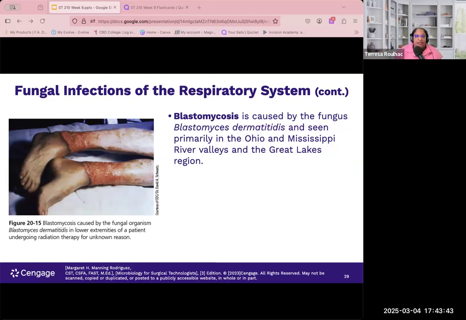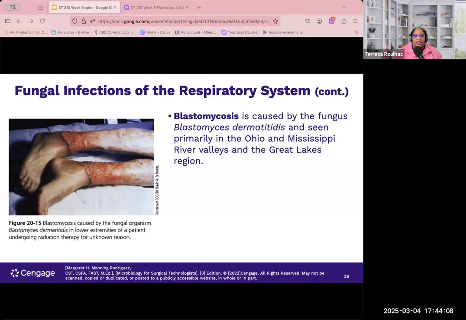Blastomycosis is a fungal infection caused by Blastomyces dermatitidis. It is most commonly found in areas like the Ohio and Mississippi River valleys and the Great Lakes region. Now, the infection itself is often asymptomatic, meaning that it does not show symptoms in most people, but in some cases, it can cause serious issues.